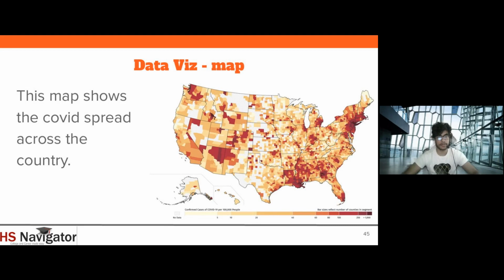Data visualization map. This shows the COVID spread across the country. And the darker the color is, the closer it is to dark red or brownish, the more dense the COVID spread is in that area. And the lighter the color is, the closer it is to yellow or white, the lesser the COVID spread is in that area. So as you can see, this makes it much easier to identify major hotspot regions. For example, in the Northeast or in the South over there, right of Texas, etc.